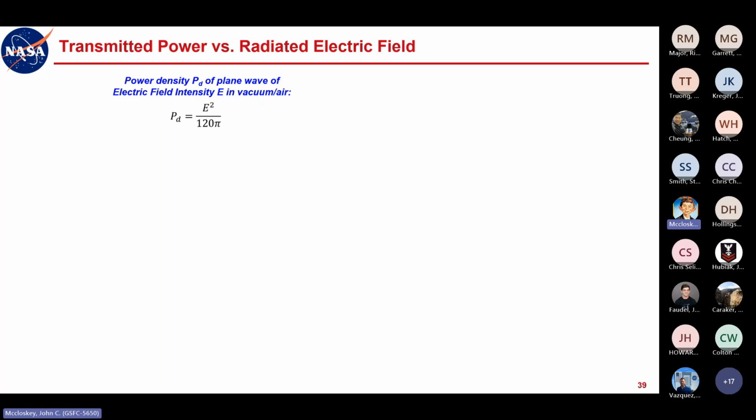I was grappling with the order in which to show this, but it's important to know how to relate your transmitted power to your radiated electric field, at least to first order. For the power density of a plane wave, we're considering this to be an ideal plane wave coming from a good distance from a point source. So there's an approximation here, but it's a decent approximation. The power density of a plane wave as a function of the electric field intensity E in vacuum or air, where the wave impedance is 120 pi or 377 ohms, is just E squared over the impedance, 120 pi.